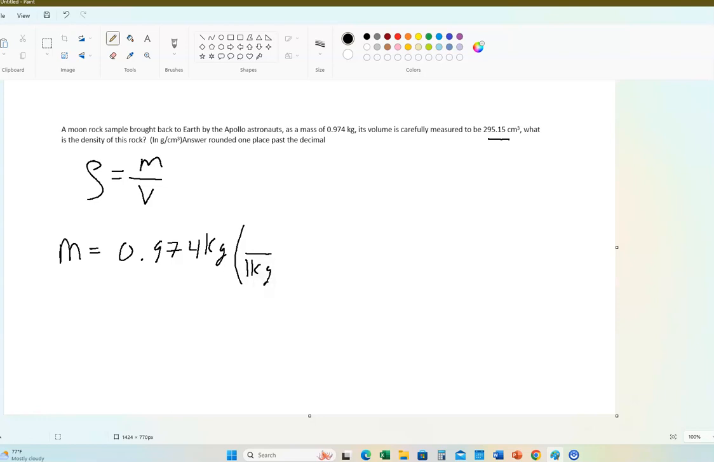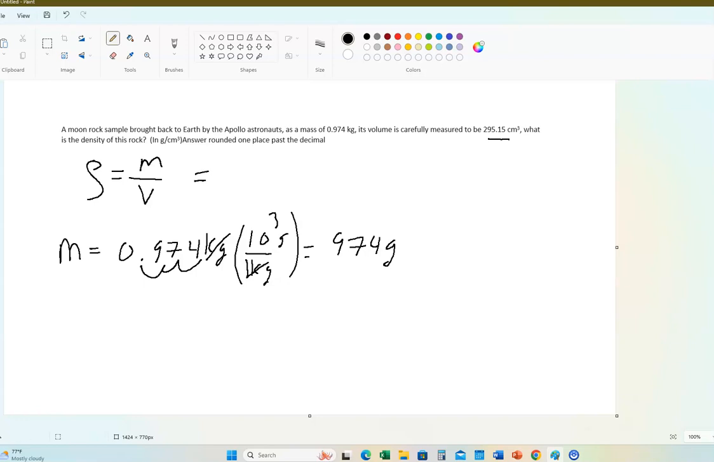In 1 kilogram, there are, of course, 1,000 grams, or 10 to the third grams. The kilograms cancel, and you just multiply by 10 to the third. So you're just going to move the decimal place 3 places to the right. This is going to be 974 grams. That's a pretty straightforward problem here.